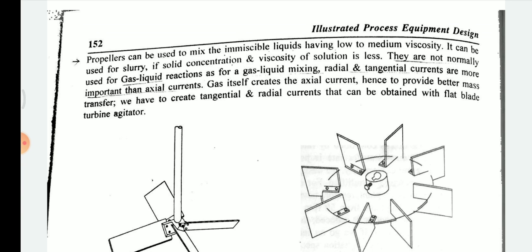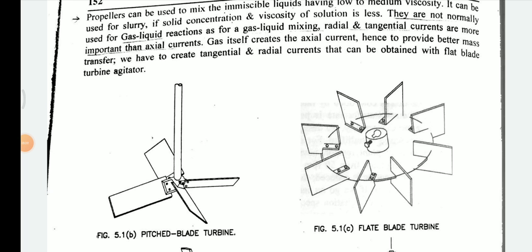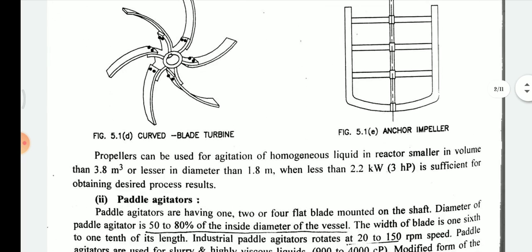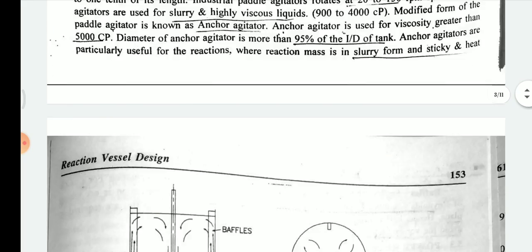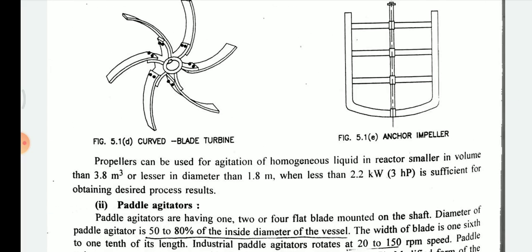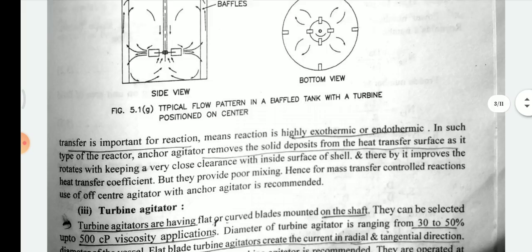Gas itself creates the axial current, so it is provided for better mass transfer. We have to create tangential and radial currents, which can be obtained with flat blade turbine agitators. Okay, what does the gas do? It creates the axial flow current by itself. So for that, flat blade turbines and various types of turbine impellers should be provided. So for this, turbine impellers have been developed.